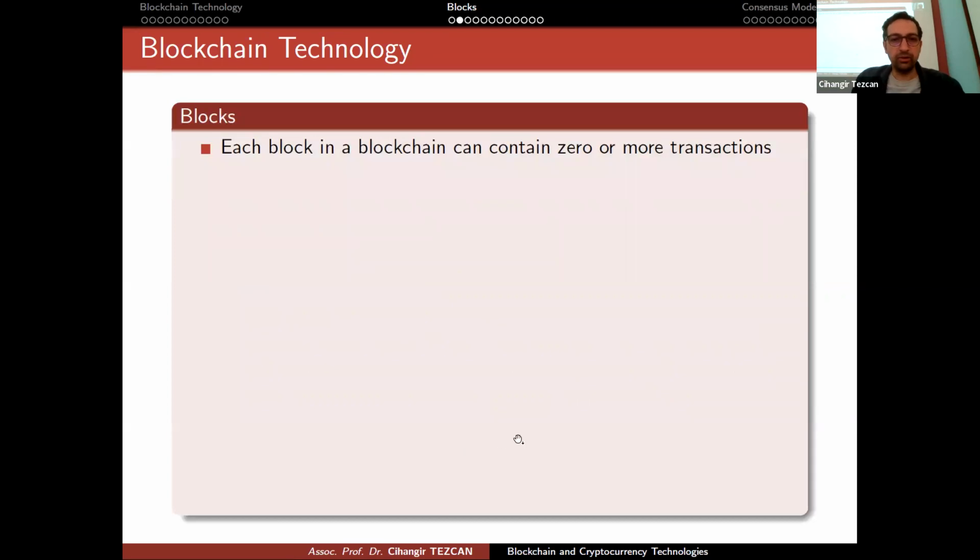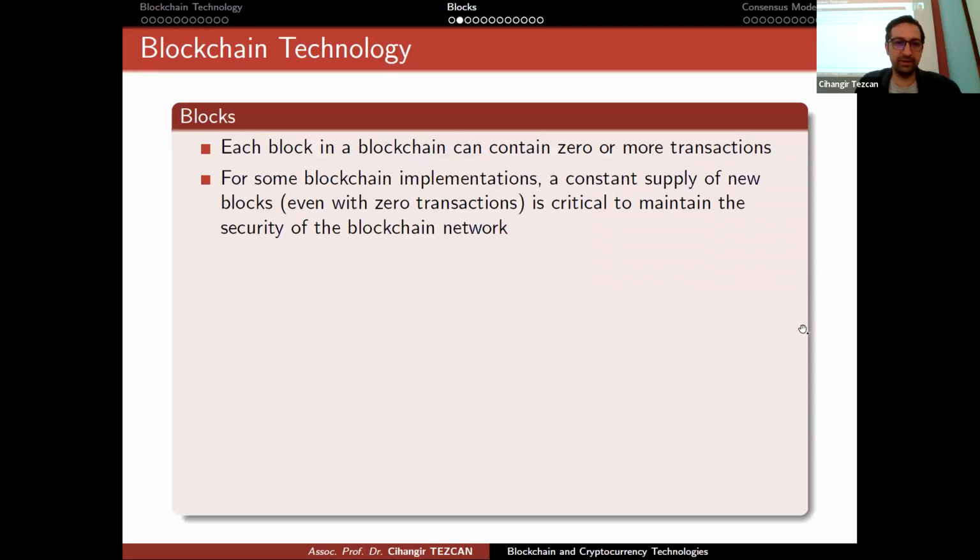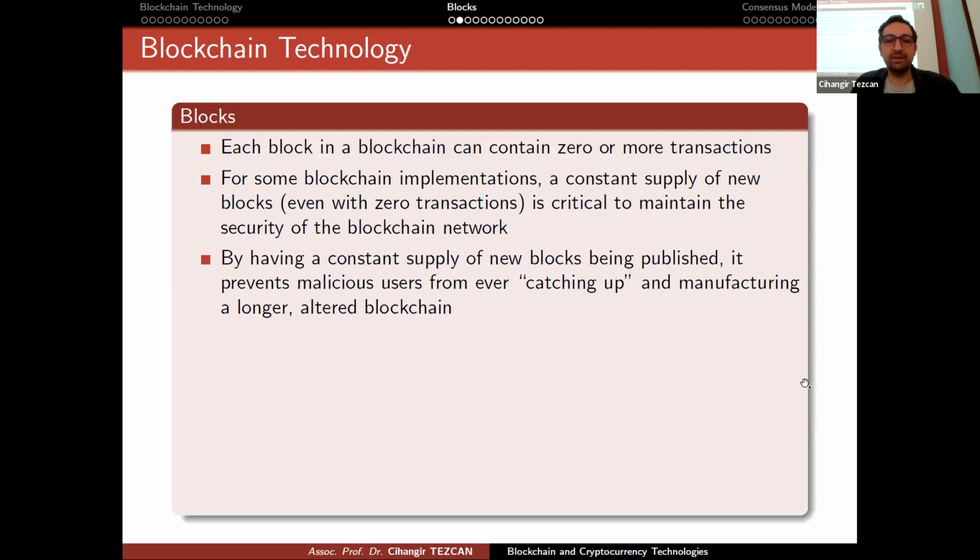Okay. So let's talk about blocks. Each block in a blockchain can contain 0 or more transactions. So this is important. A block in a blockchain actually might not contain any transactions at all, but you might still add that block. So we will mention it briefly in the cryptocurrencies. For some blockchain implementations, a constant supply of new blocks, even with 0 transactions, is critical to maintain the security of the blockchain network. By having a constant supply of new blocks being published, it prevents malicious users from ever catching up and manufacturing a longer altered blockchain. Okay, so this is important.